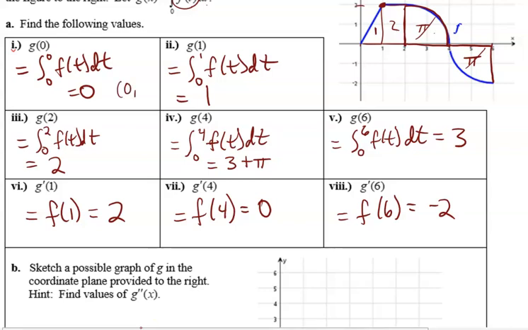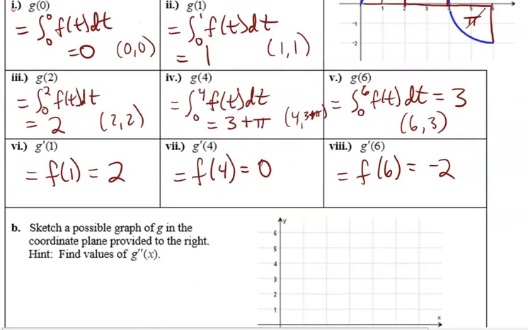This is the point 0, 0. This is the point 1, 1. This is the point, oh, this is convenient, 2, 2. This is the point, all right, this one's not linear, 4, comma, 3 plus pi. All right, gets a little bit funkier there. And then g of 6 is the point 6, comma, 3. Okay, but those are points that we can graph.